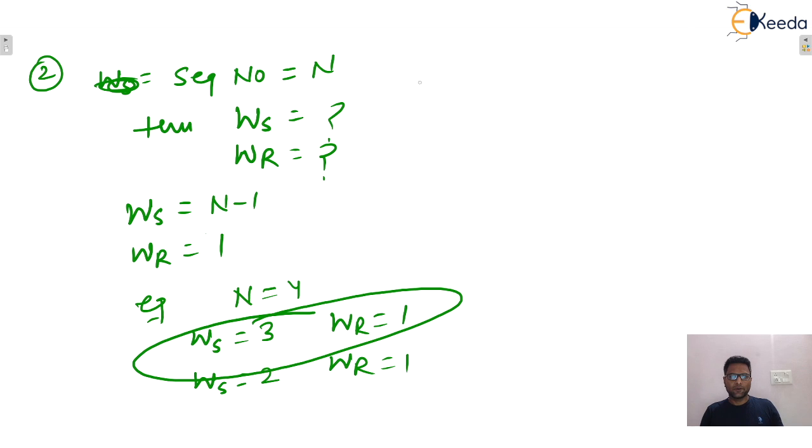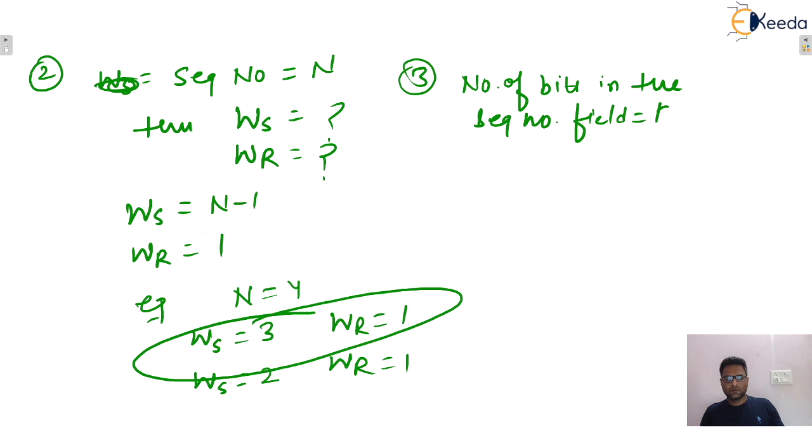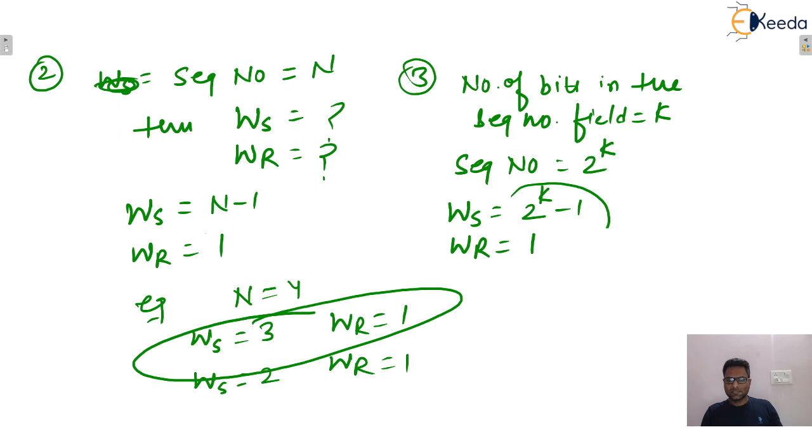Okay. Third point, let's say the number of bits in the sequence number field equals k. Then how many sequence numbers will be there? 2 raised to power k. If k bits are there, then 2 raised to power k sequence numbers can be generated. So here the sender window will be 2 raised to power k minus 1 and the receiver window will be 1. You can see the sum of these must be less than or equal to the sequence numbers, isn't it?